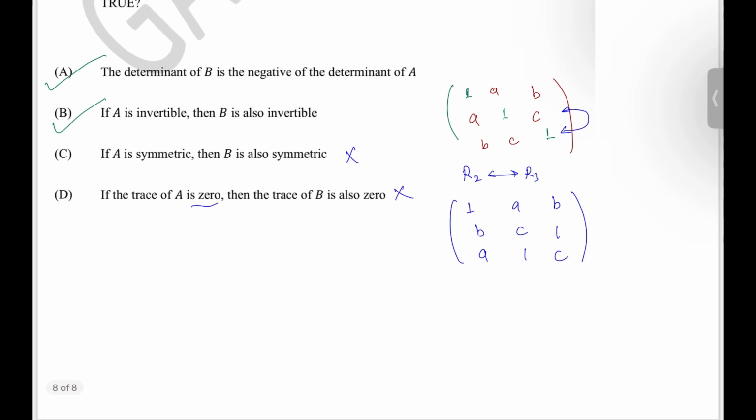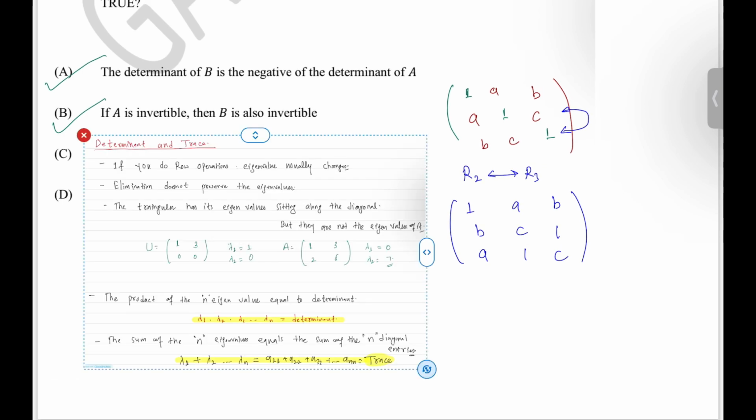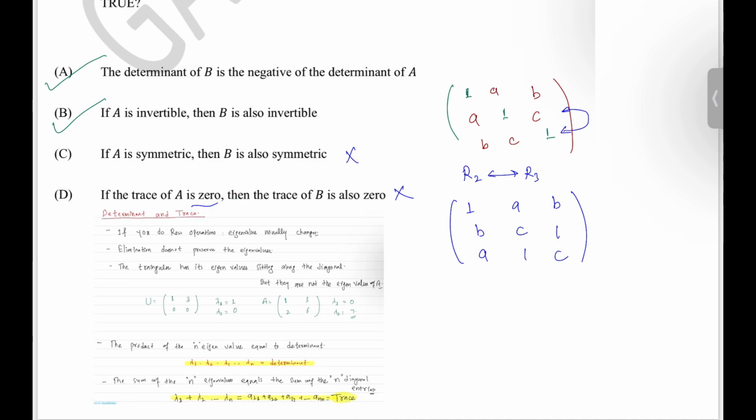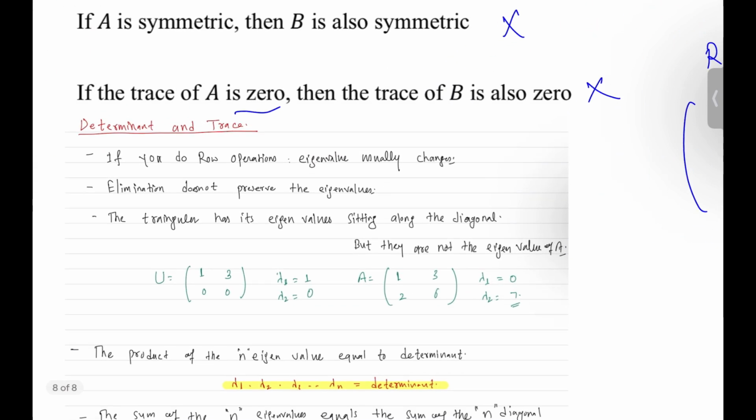There are a few more points about the eigenvalues that you can keep as a fact: if you do a row operation, eigenvalues usually change, and elimination does not preserve the eigenvalues. Let's say you have this matrix A. If you try to find the eigenvalues here, you will get 0 and 7. Because 6 plus 1 is 7, so 0 plus 7 is 7, and the determinant is 6 minus 6, which is 0, so 0 times 7 is 0. So these two are the eigenvalues of this matrix A.